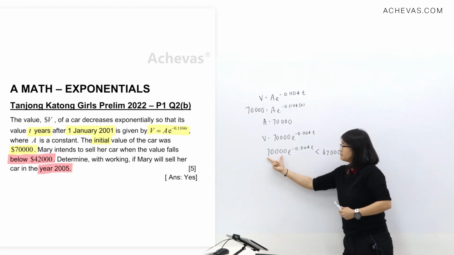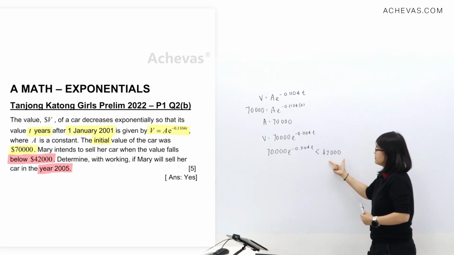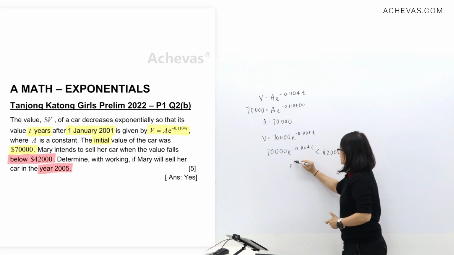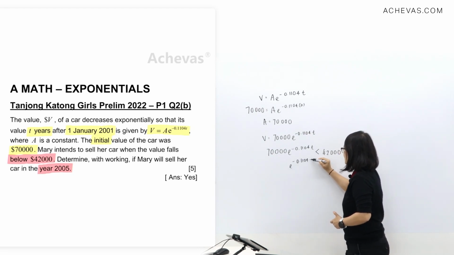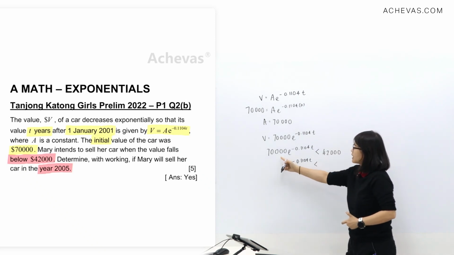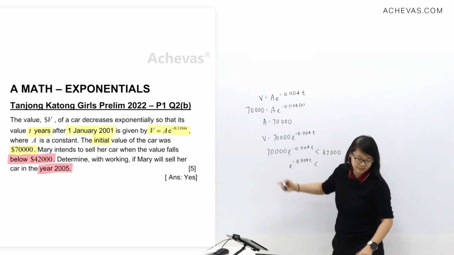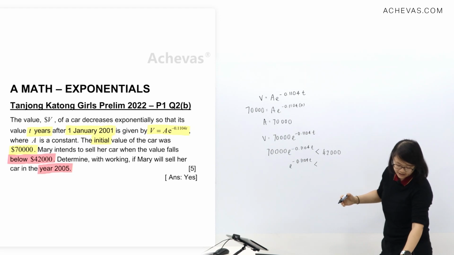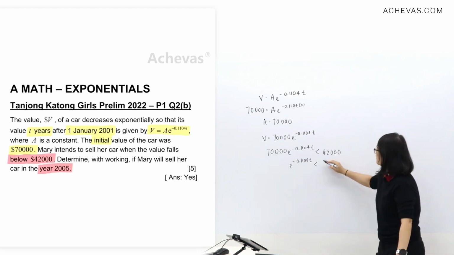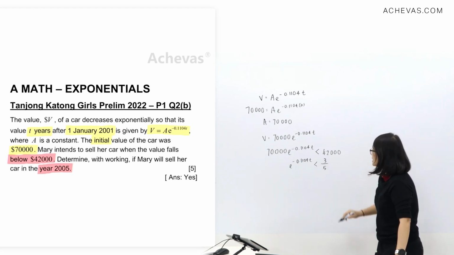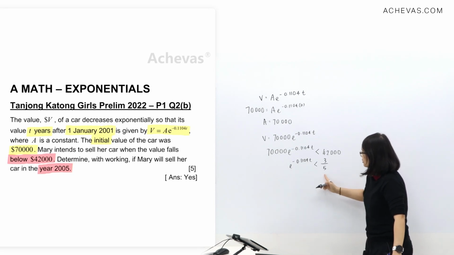So first step, let me bring this one to the right hand side and do a division. So left hand side, I have e raised to the power of negative 0.1104 t, less than, I'm going to click my calculator, 42,000 divided by 70,000. I have my answer as 3 over 5. Let me now take ln both sides.